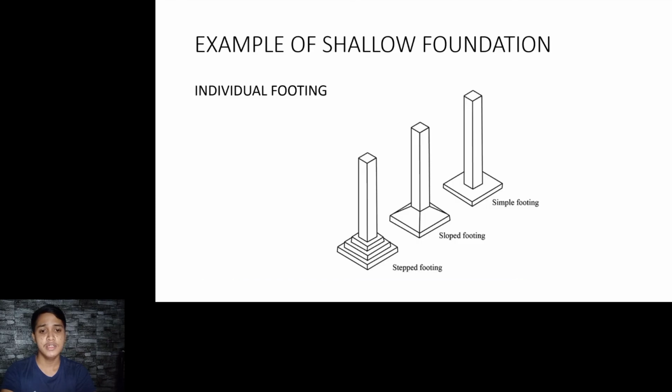So there are three individual footings: the stepped footing, slope footing, and simple footing. Simple footing is the most commonly used type of foundation. Next is the stepped footing, which is used to keep the metal columns away from direct contact with soil to save them from corrosive effects. And lastly is the slope footing, which is used to distribute the load evenly from columns to the soil.